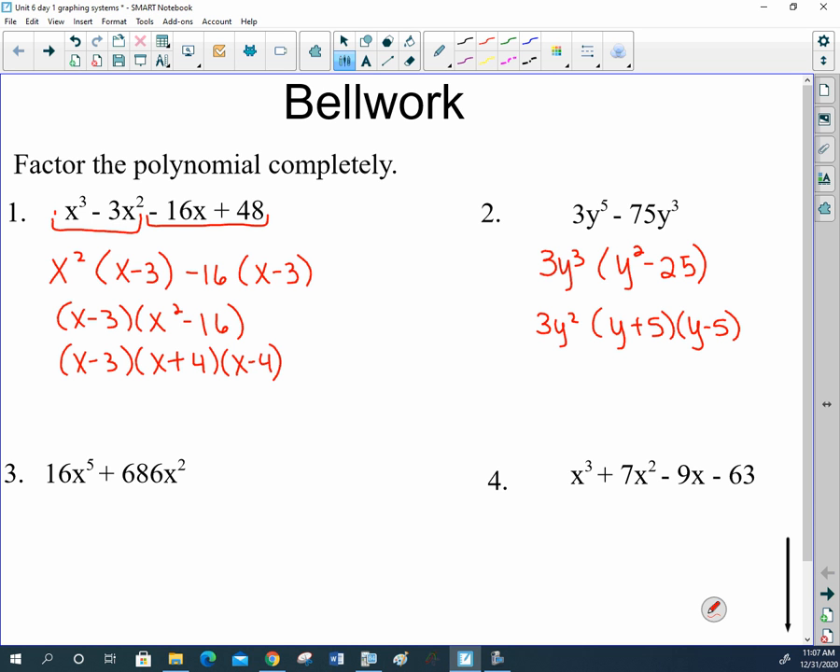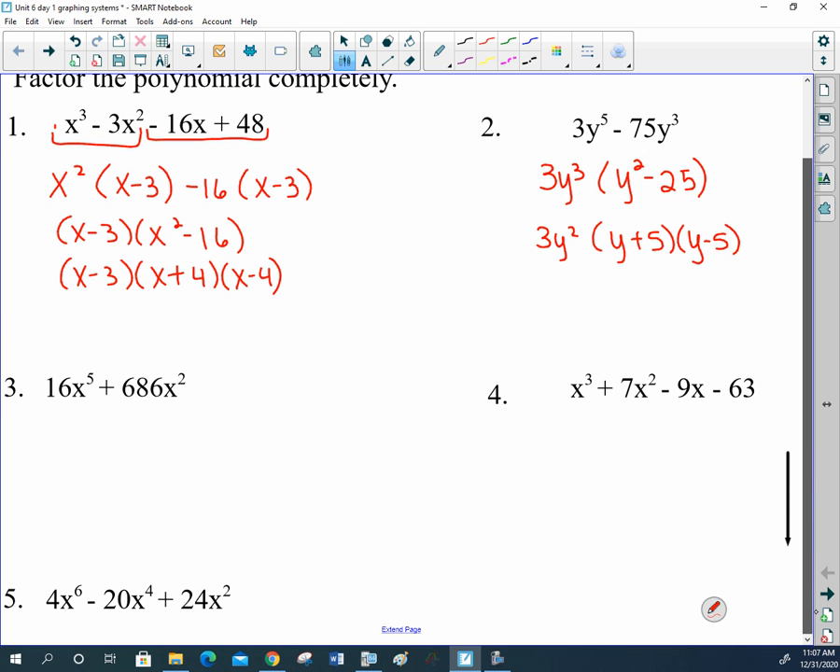Okay, question number 3. 2 terms again, so I'm thinking that could be one of our special patterns. Greatest common factor looks like, I'm wondering if 16 divides into 686. Let's check that first. I can tell that there's an x squared, but not sure about the other number. So let's see. 686 divided by 16. Nope, doesn't go in evenly.